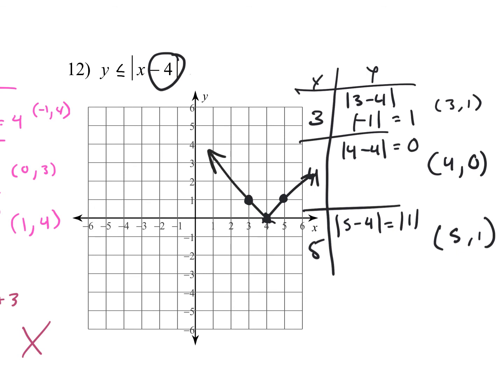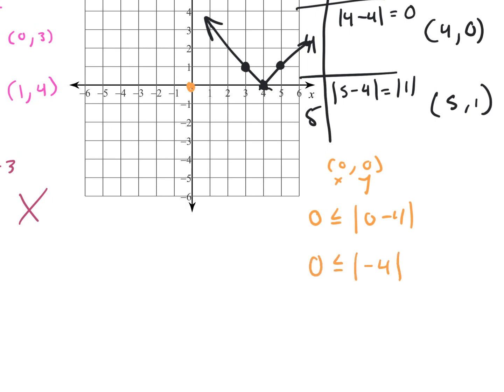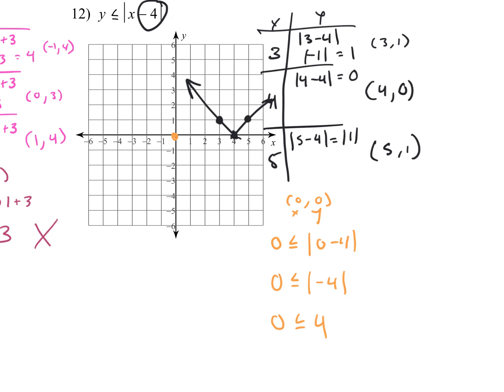What number can I pick to shade? 0, 0. So I have 0 that I'm plugging in for x, and for y, 0 is less than or equal to 0 minus 4. What's 0 minus 4? What's the absolute value of -4? +4. Is 0 less than 4? Yes, so where am I going to shade? Inside or outside? This works, so I shade where 0, 0 is, which is outside.